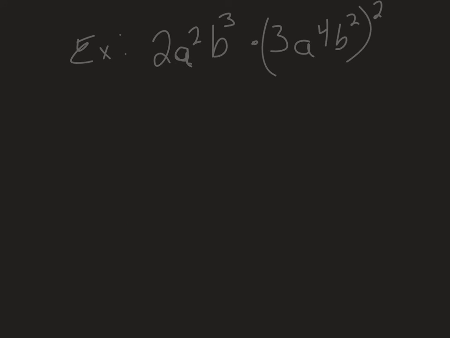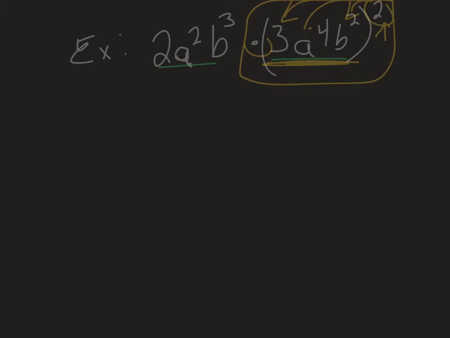Okay, now that we've reviewed that, let's do an example. So this will be kind of what we're looking at. We're looking at two different monomials here, and we're multiplying the two of them. So the first bit, if we're trying to simplify this expression, we have to consider this piece first because of the exponent. So before I can do this multiplication right here, I have to do this exponent first. So let's do that. We're going to square this whole piece. So I'm going to take the 3 and square it, the a to the 4th and square it, and the b to the 2nd and square it.